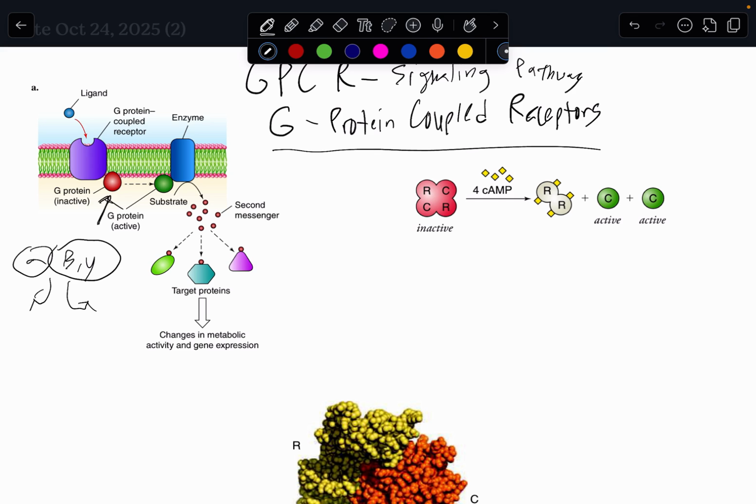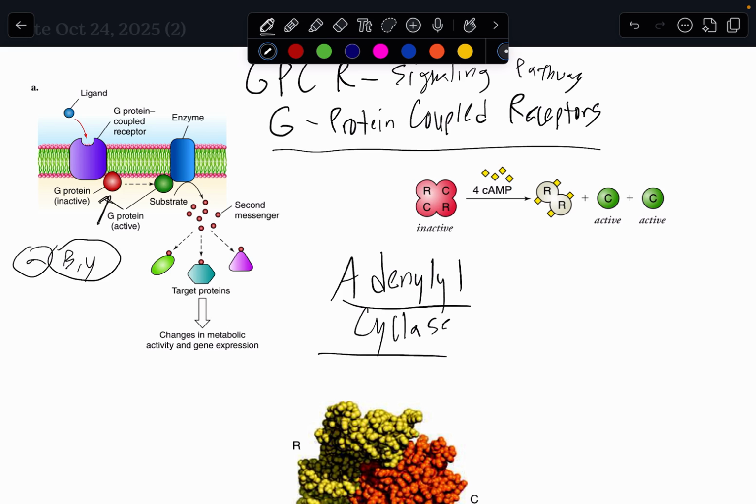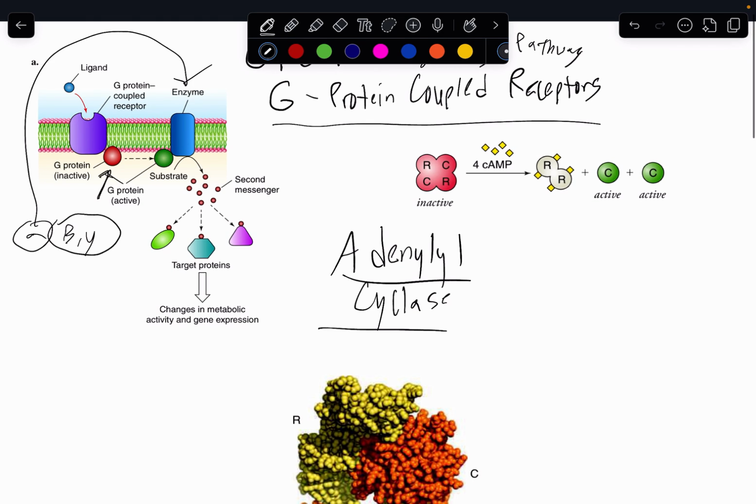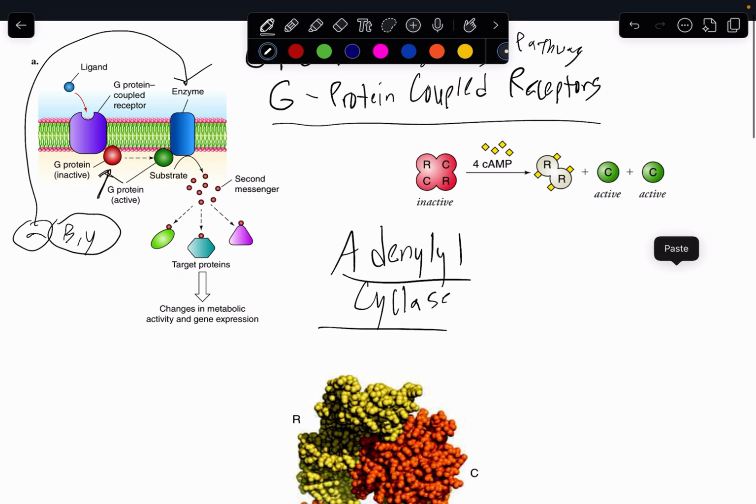So what happens with this alpha subunit? Let's erase these arrows right here. The alpha subunit will go and interact, as we can see here, with this enzyme. And what is that enzyme? It's called adenylyl cyclase. So the alpha subunit comes over here, interacts with adenylyl cyclase, and then adenylyl cyclase is important because it will make what we call cAMP. It's cyclic AMP, and that is our secondary messenger.